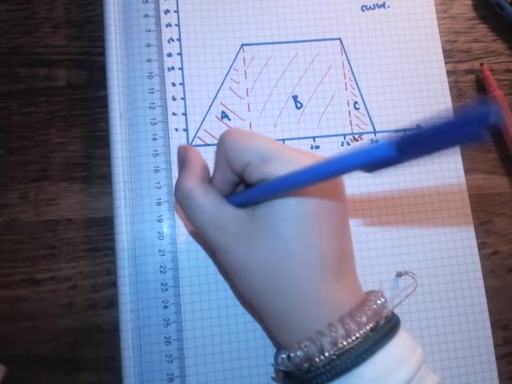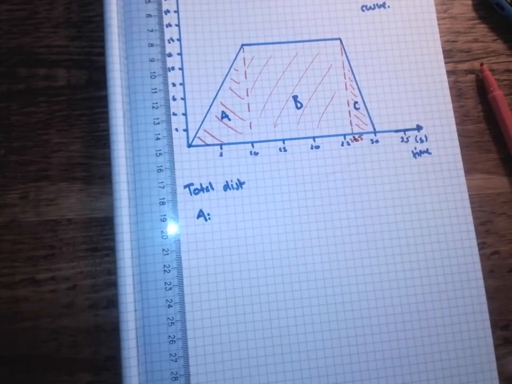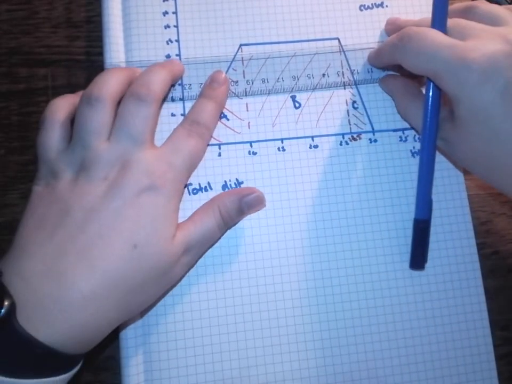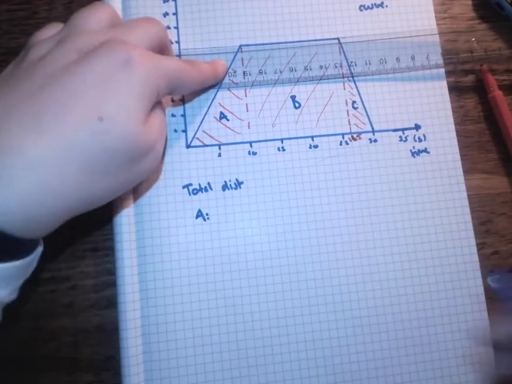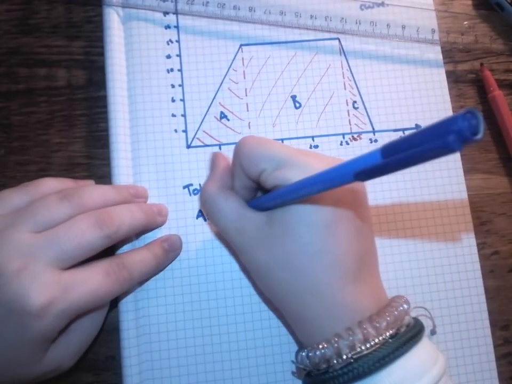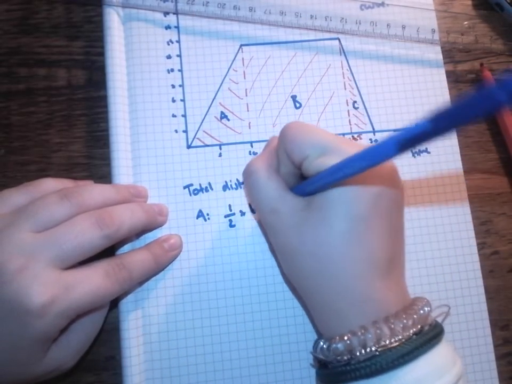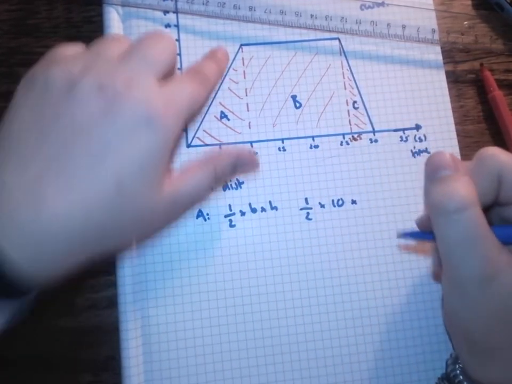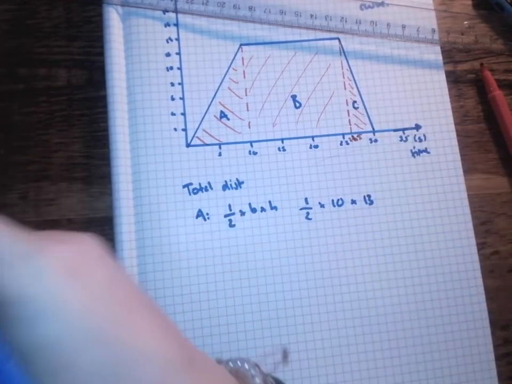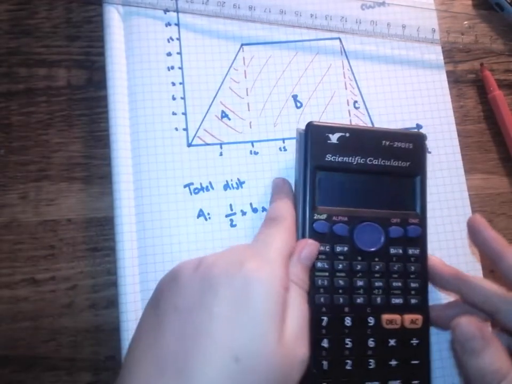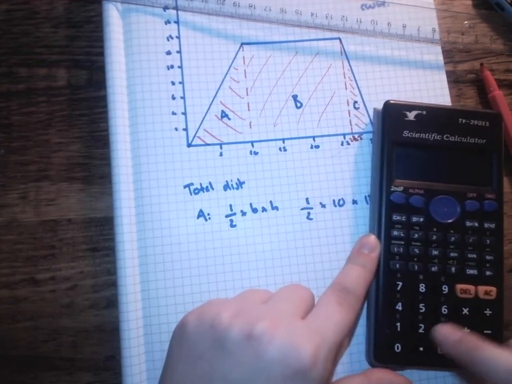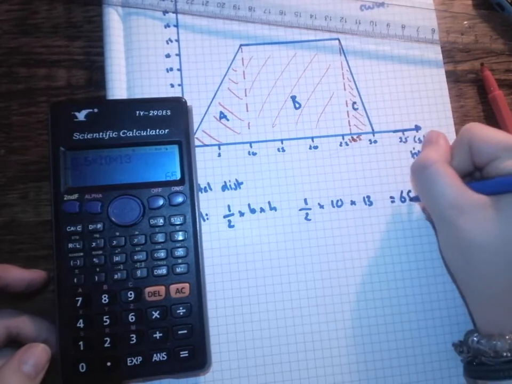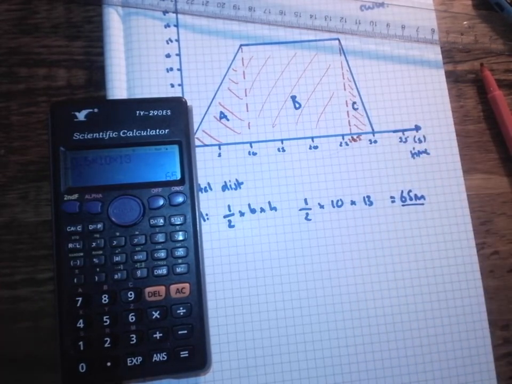So for section A, I'm going to be working out how far they've gone in the first amount of time. I can see here they've gone from 0 to 10 seconds at a speed of 13. So I'm going to be doing half of my base times my height. In this case, I'm doing half of 10, and my height is 13. If I type that into my calculator, 0.5 times 10 times 13, that gives me that in the first 10 seconds they have travelled 65 metres.